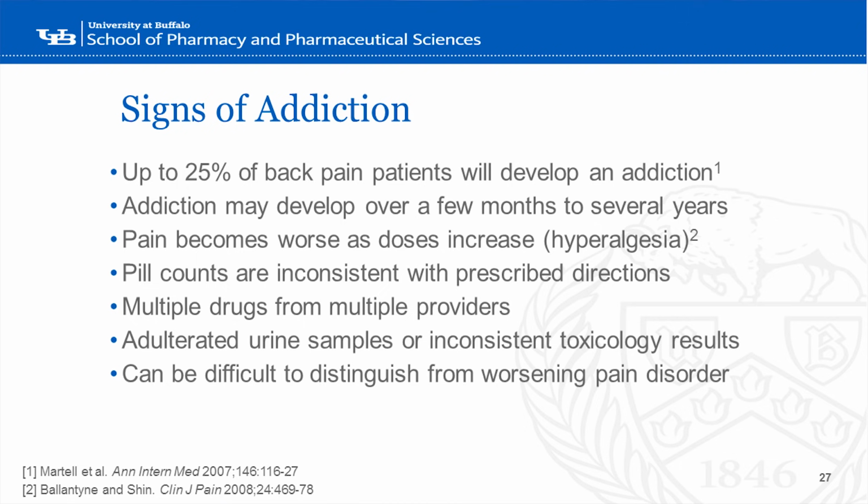Many times patients will take medication as directed for a year, 2 years, and up to 5 years before they actually slide into addiction. And it can happen very slowly, almost underneath the radar. Pain becomes worse as the doses increase, and this is known as hyperalgesia, also a sign of addiction. Other signs: pill counts that are inconsistent with prescribed directions, getting multiple drugs from multiple prescribers, or submitting adulterated samples or samples that are inconsistent from one day to the next and not consistent with the prescription history.